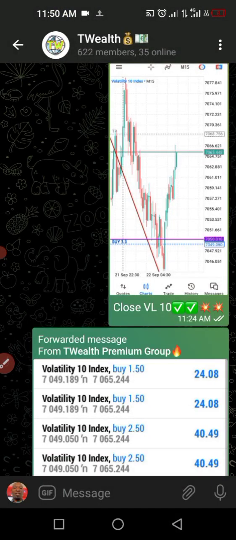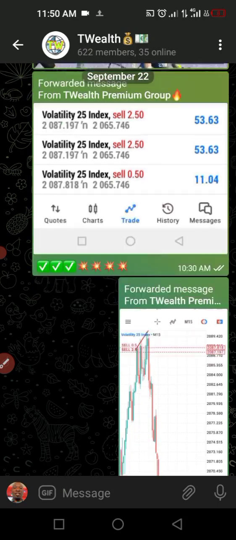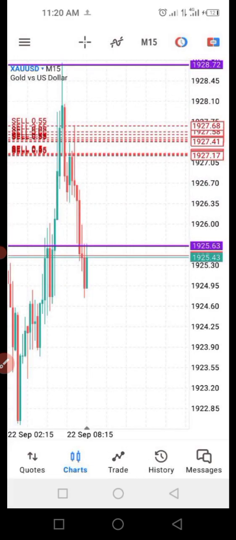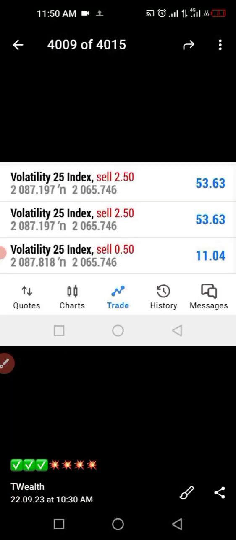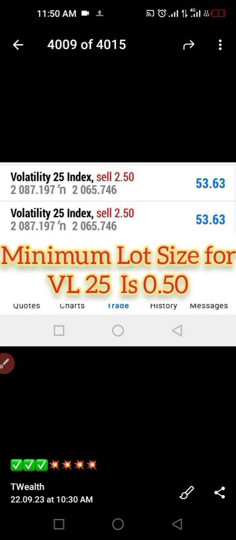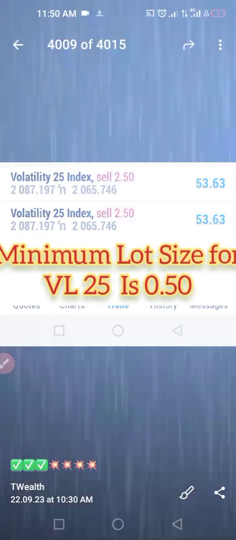It's a very good loss size to use. Here also I used 2.50 and 0.5. 0.5 is the lowest loss size for volatility 25. So the issue is not about making profit. Check out the loss size that has been used.